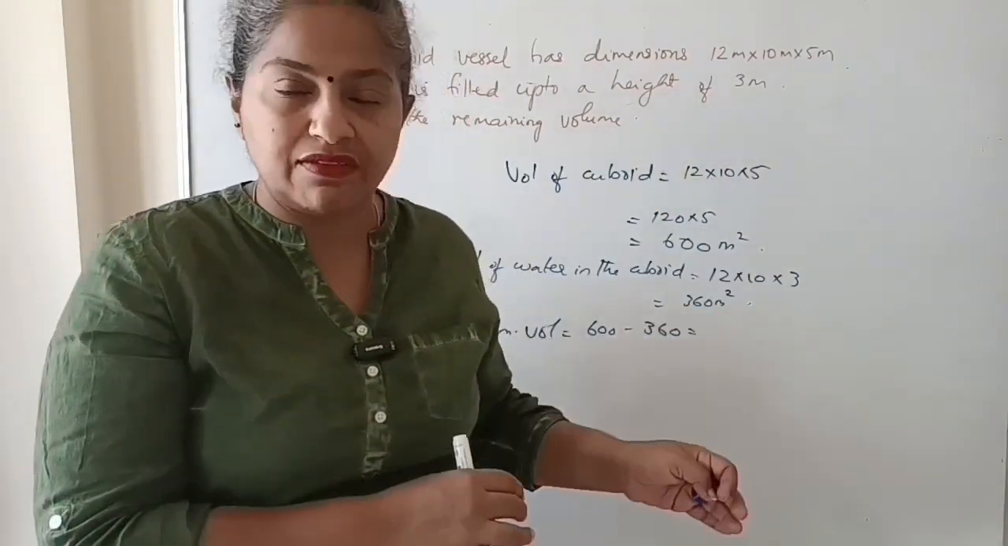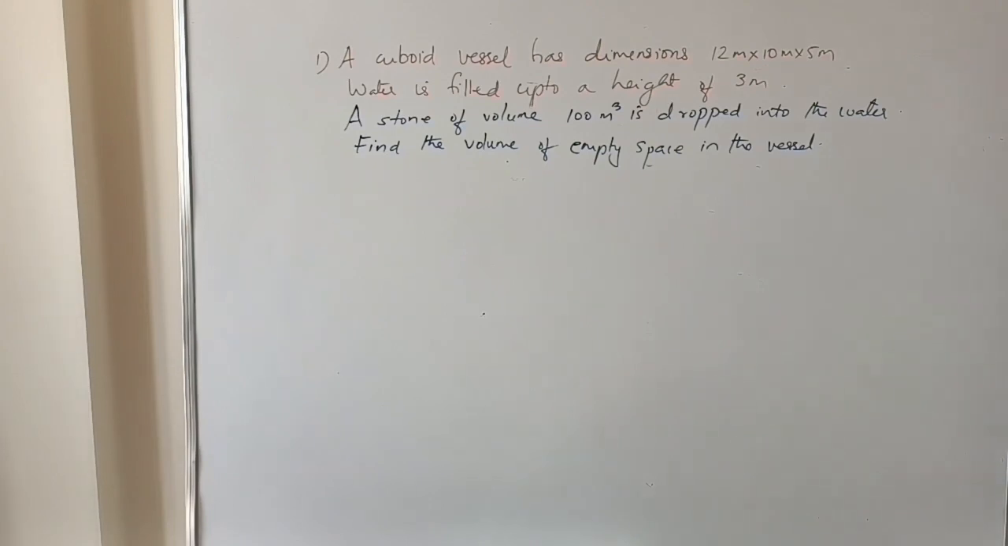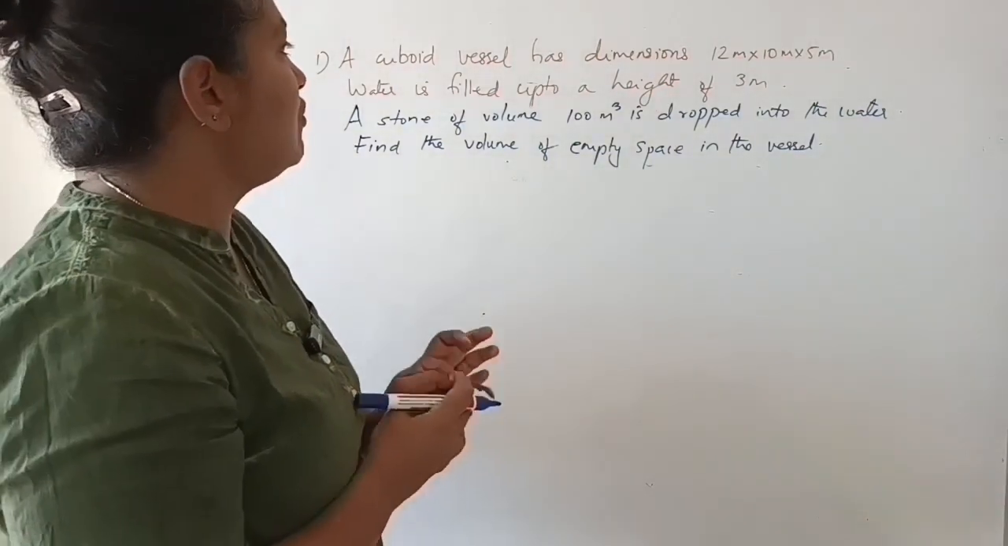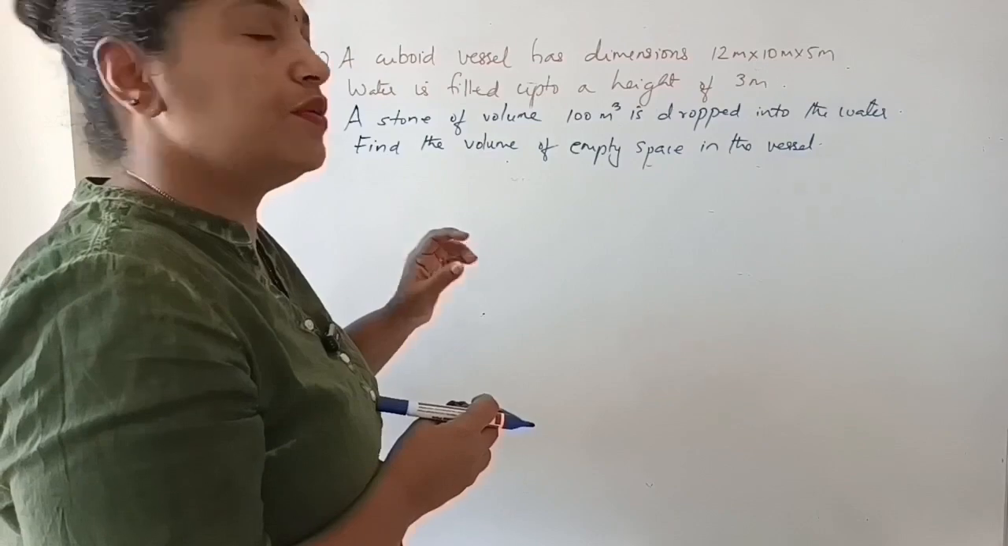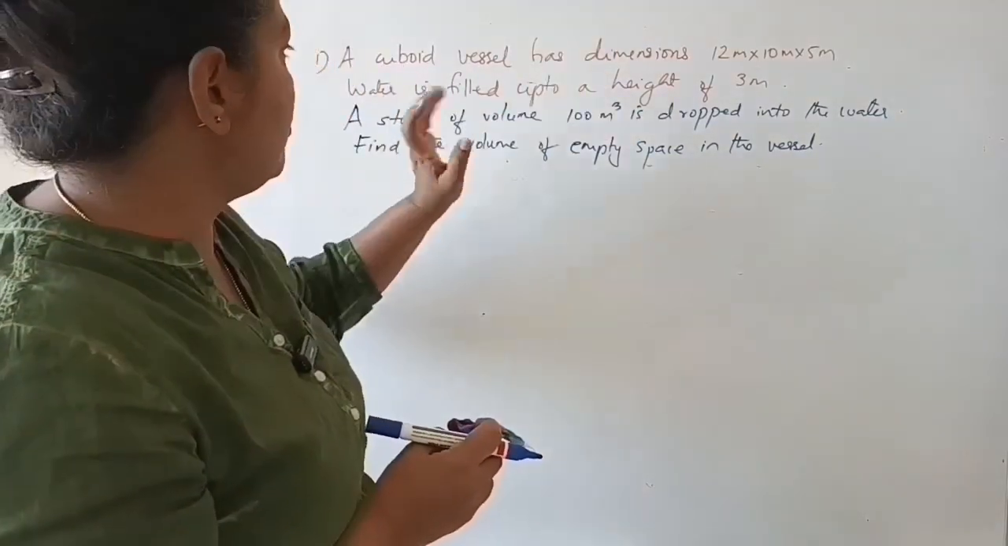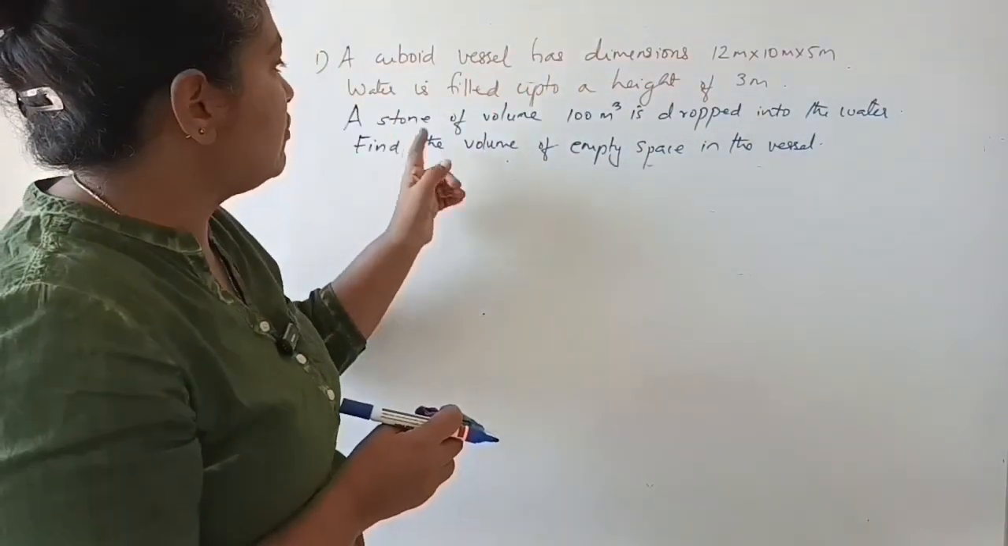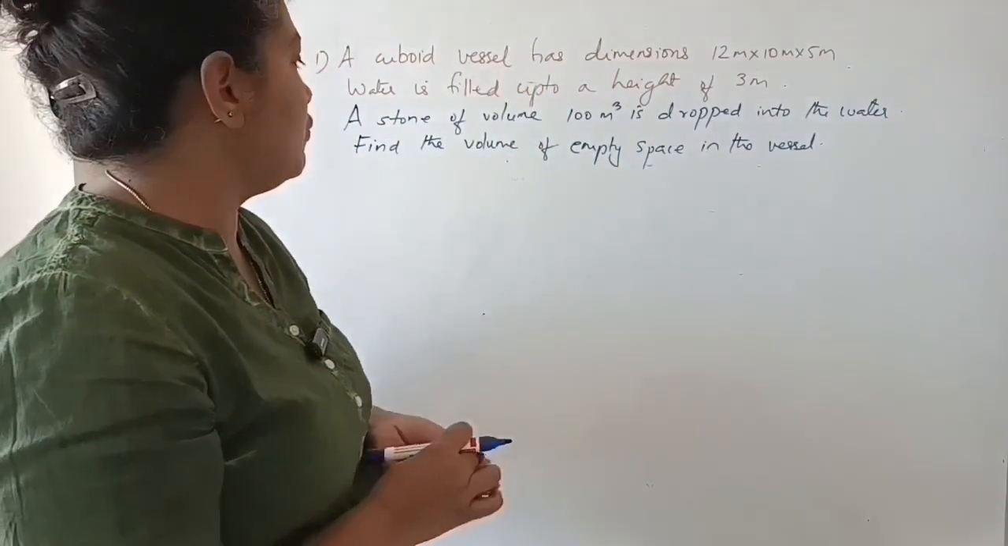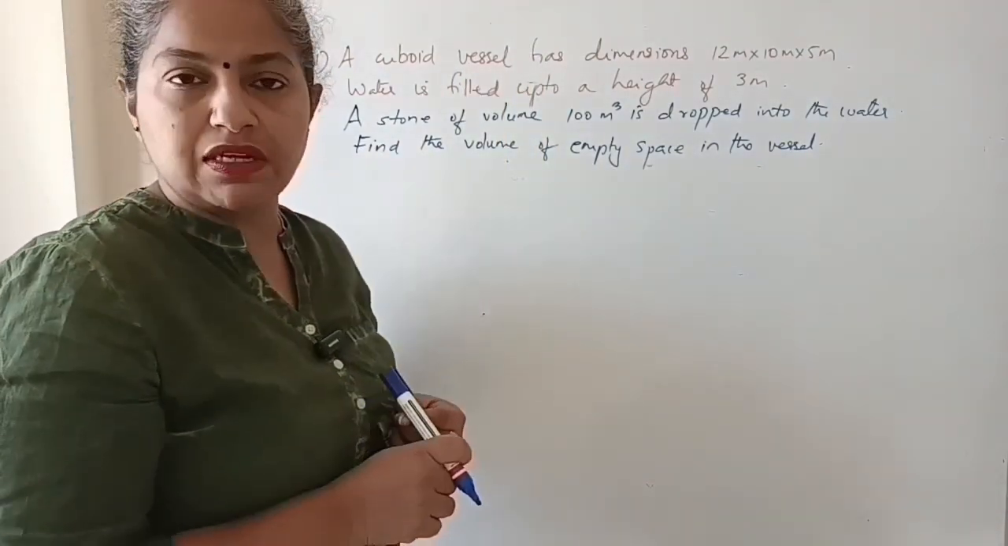Okay, now let us move on to the next sum. It's the same sum, but I have added a stone to it. Cuboid vessel has a dimension, so water is filled up to a height of 3 meters. A stone of volume 100 meter cube is dropped into the water. Find the volume of the empty space in the vessel.